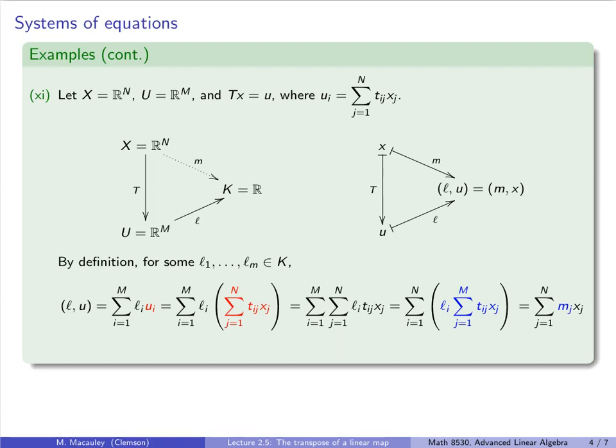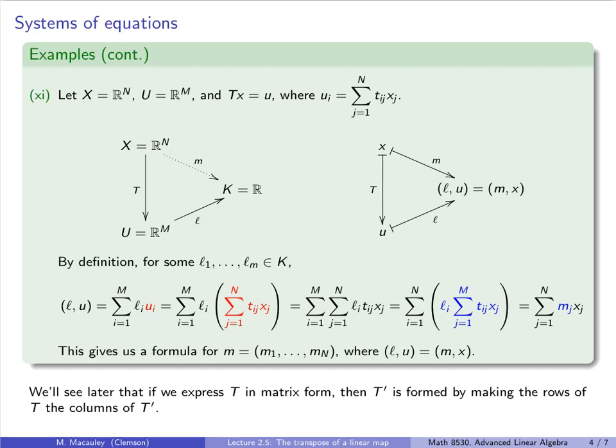Now I know I went through this quickly. I will unravel it on the next slide. I just wanted to give you a high-level overview first. And of course, anytime you see things like double subscripts, double sums, it is hard to visualize exactly what is going on. So this is an algebraic overview, and it gives us a formula for what this m actually is in terms of these coefficients. Later, we will see something that I've said before, that if we express t in matrix form, the transpose is what we get by just swapping rows and columns.